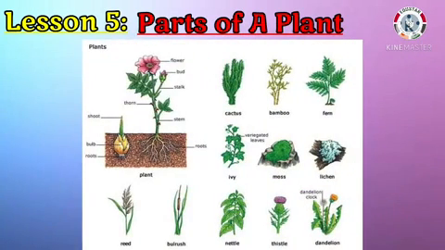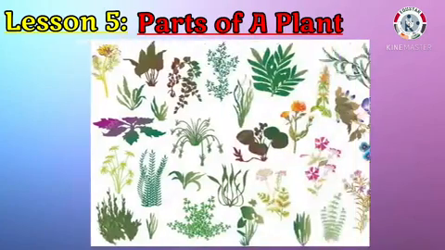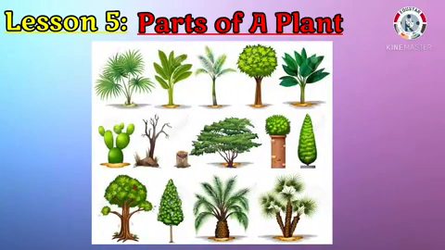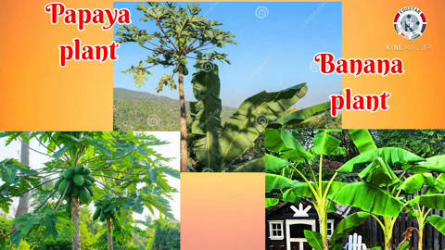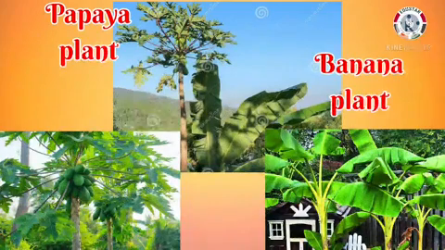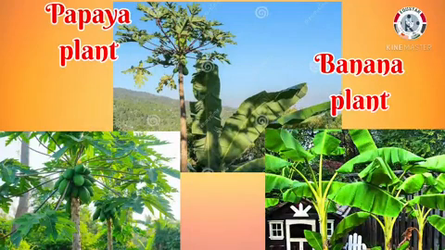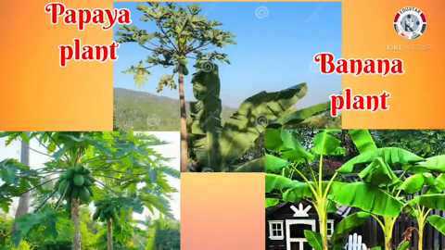There are different types of plants around us. Some are big while others are small. Some have small leaves while others have big leaves. Plants look different from one another. For example, a papaya plant looks different from a banana plant. So no matter how different plants are, they all have some common parts which perform the same basic functions.